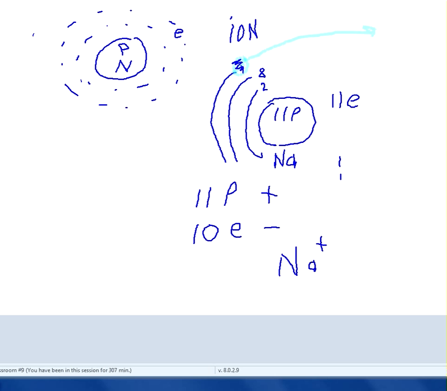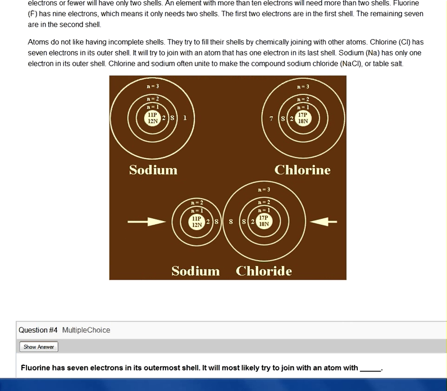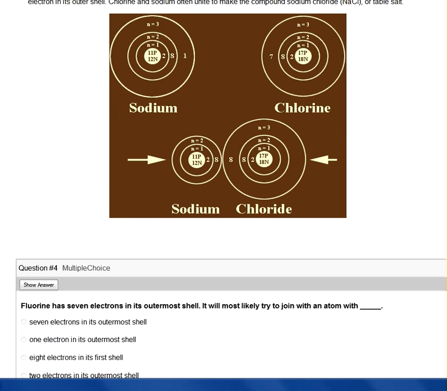And then let's go back to our page. We want to go back through, so that's what you're going to be talking about here. It'll talk about the first shell can hold 2, the second shell, the max that it can hold is 8 electrons. So they'll briefly go through that.